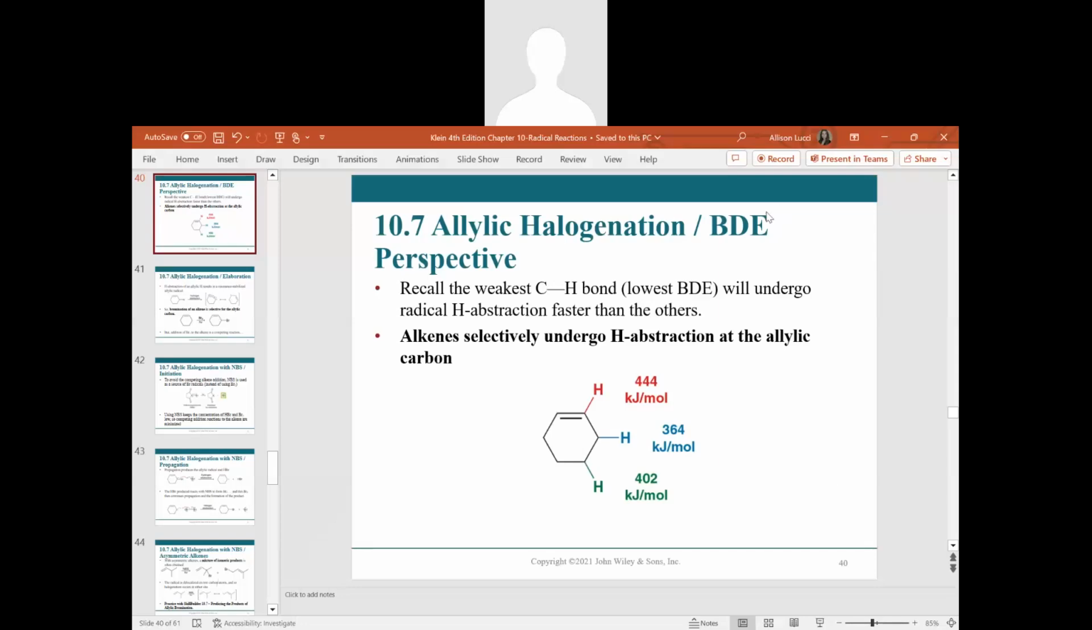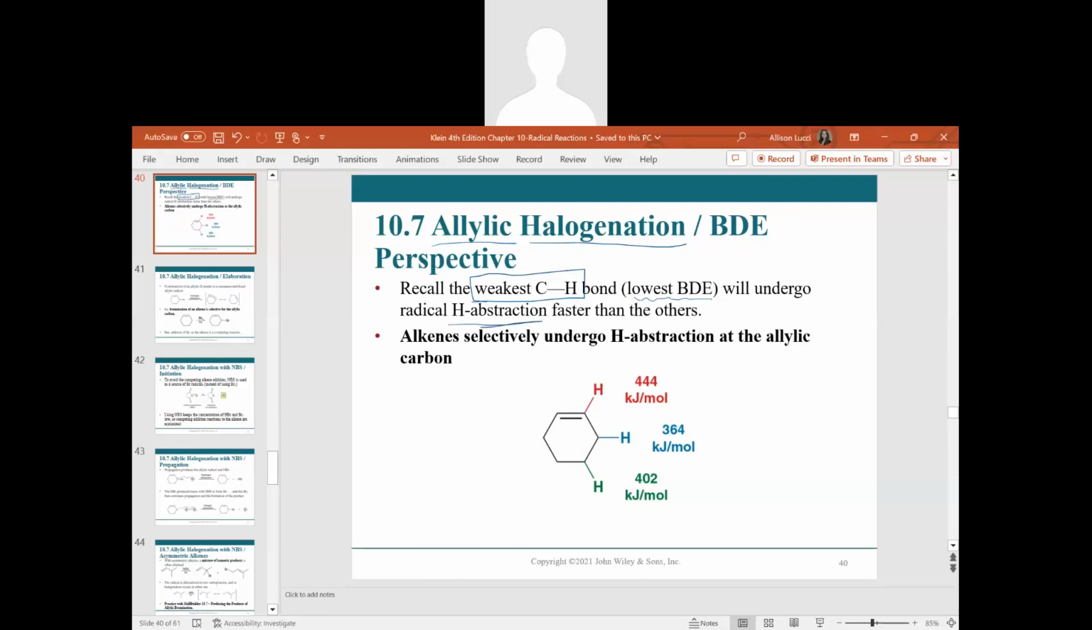In section 7 from chapter 10, we are introduced to allylic halogenation. This is another halogenation reaction that has a radical mechanism. Let's get to know what this allylic halogenation looks like. The weakest carbon-hydrogen bond is the one with the lowest bond dissociation energy, and this will be the site that undergoes the fastest hydrogen abstraction.